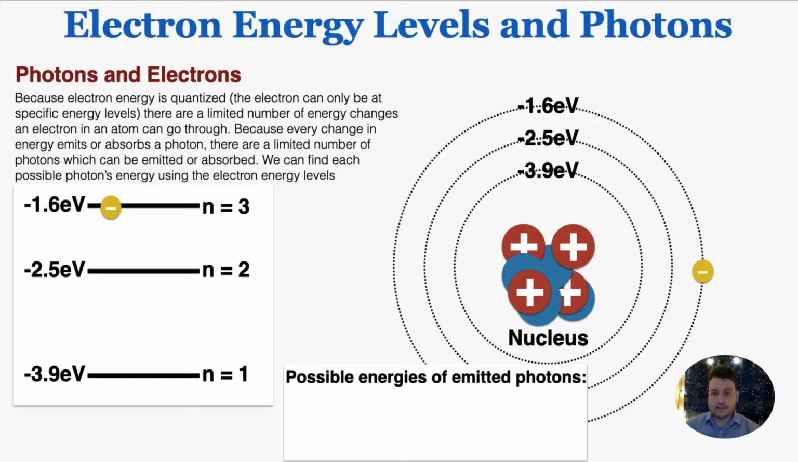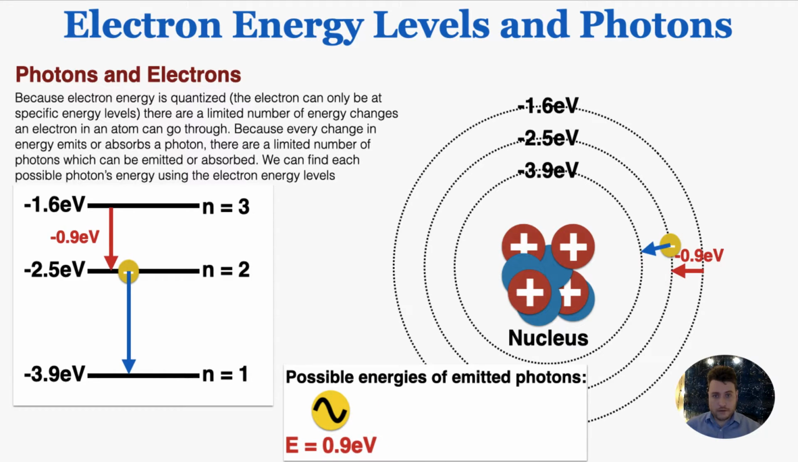So I just need to find all the different ways that an electron could move down in energy level in this atom. I can see as an example that it could follow this path where it drops negative 0.9 electron volts. If it follows that path, a photon of 0.9 electron volts is created, so that's one of the possibly emitted photons from this atom. The electron could also follow this path and drop 1.4 electron volts, which would mean that a photon would be created of 1.4 electron volts.